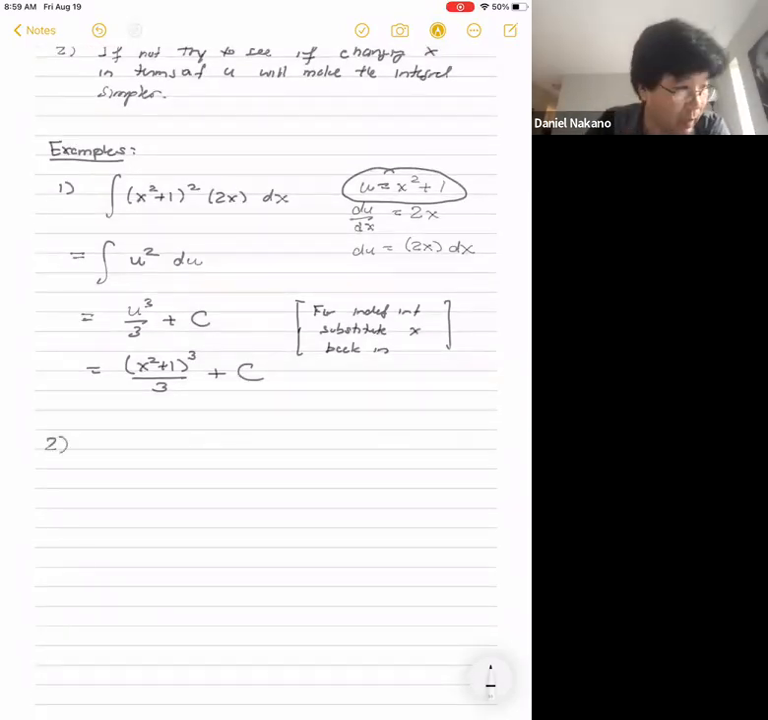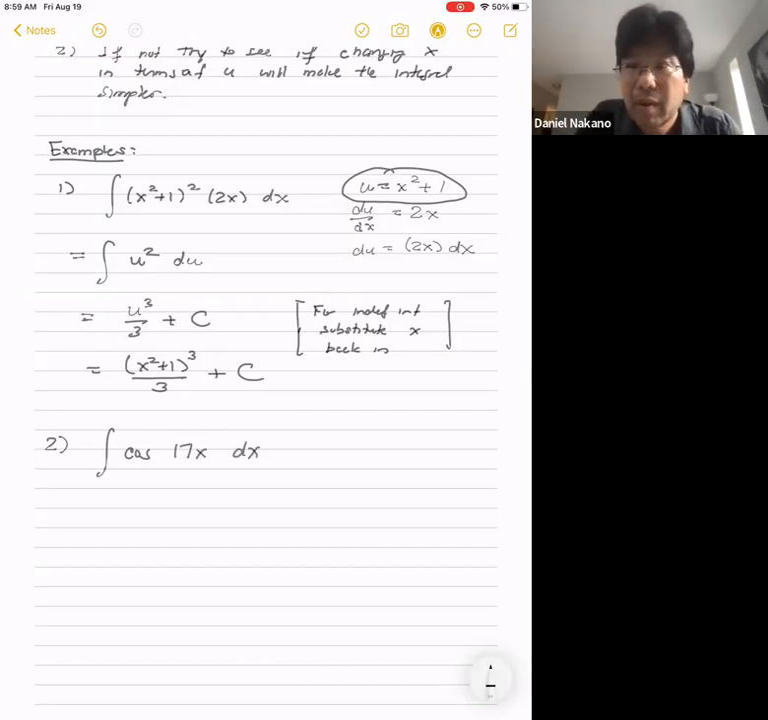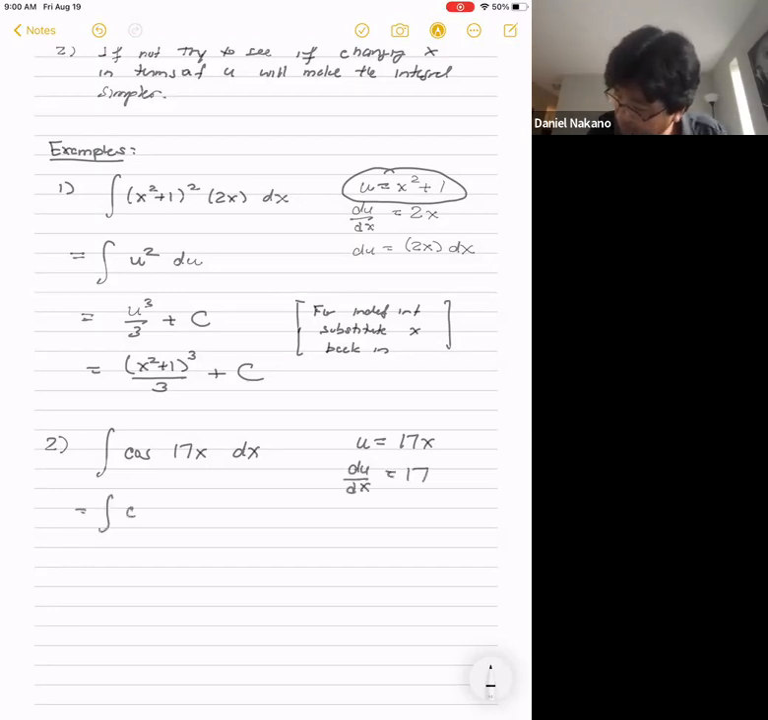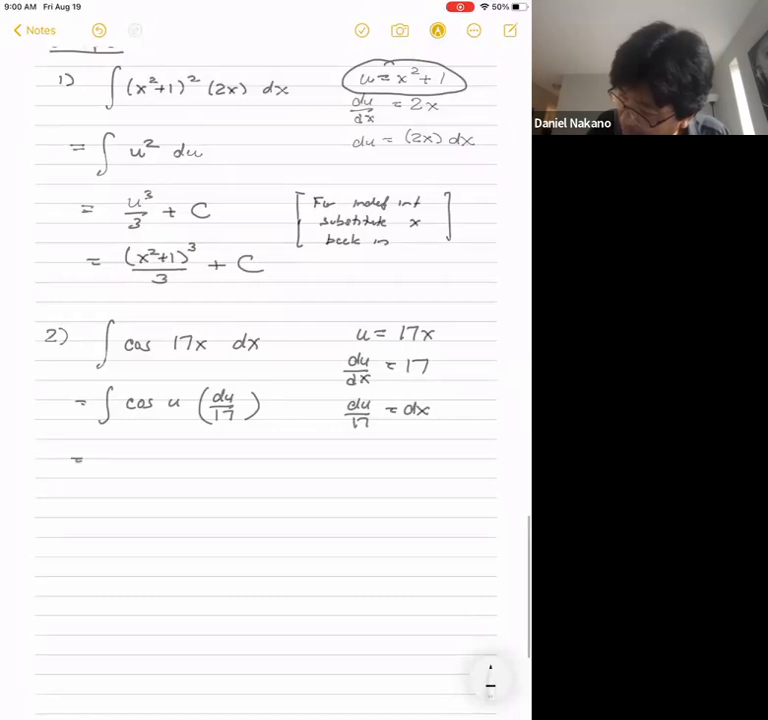So let's try another one. We take the antiderivative of cosine 17x dx. Now, maybe you can just do this in your head, but let me just systematically go through this using a u substitution. What do you think we should make u equal to here? 17x. Good. And we do the same procedure. du dx is equal to 17. So this is the integral of cosine u, and dx is equal to du over 17. We can just substitute in the dx part, so this is du over 17. This is going to be 1 over 17, integral of cosine u du.